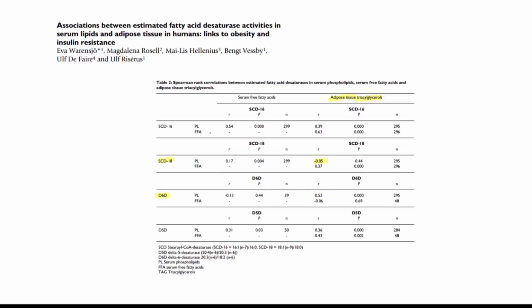If you want to look at your levels of SCD1, you can see that SCD1 is actually much better correlated. If you look at the SCD16, so that's the ratio of palmitoleic acid, which is the 16 carbon monounsaturated fat, to palmitic acid, the 16 carbon saturated fat. And so probably two of the best numbers off that test are going to be your SCD16 index and your D6D index.